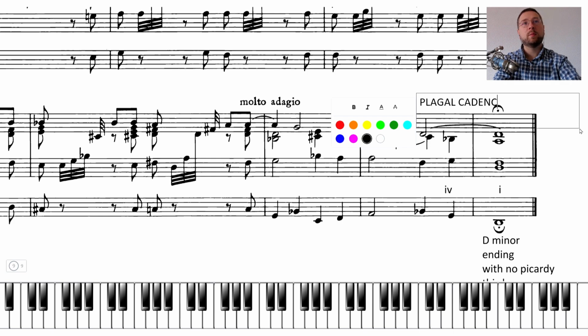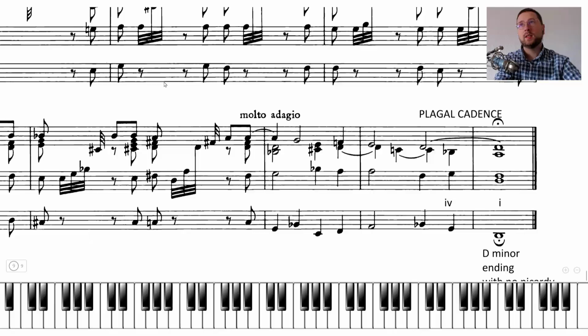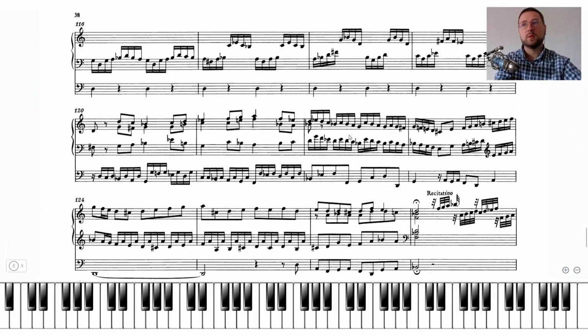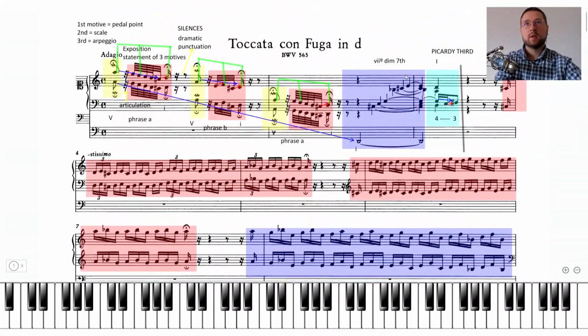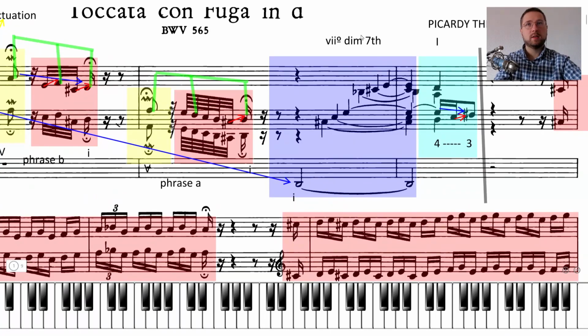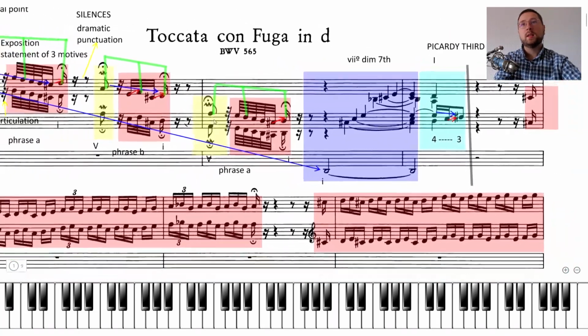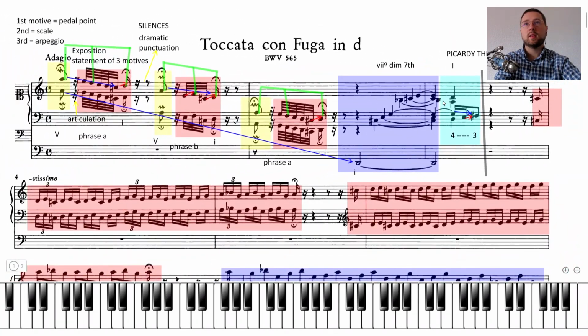So it might have been much more common to end the piece exactly where we left it. So end the piece with that type of Picardy third, right? With the 4-3 and the diminished chord. But basically, this statement contains everything that the toccata was going to be. So that's also quite sophisticated and modern.